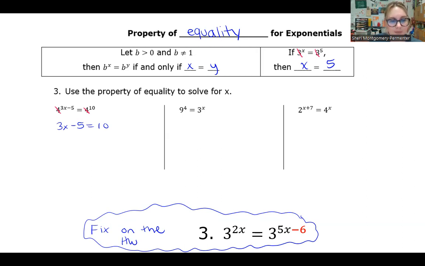So for this one, I'm going to first add 5. And then what's my last step? Divide by 3. What's 15 divided by 3? Very good. That is my answer.